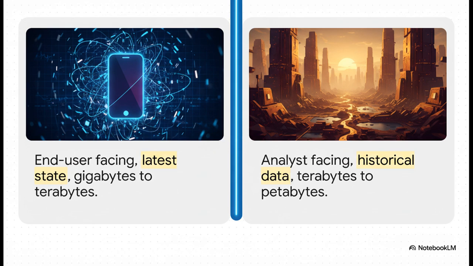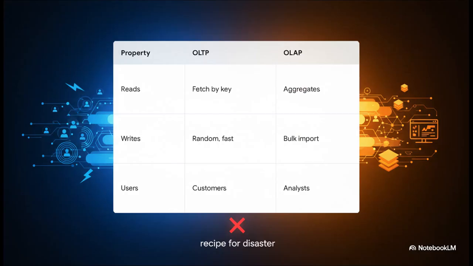On the other hand, the wide shot, OLAP. This is for internal analysts making big business decisions. It represents a vast history of events over time, and it scales up massively into terabytes or even petabytes of data. Now, what's really interesting about this slide is how cleanly it illustrates the divide. This breakdown, adapted directly from Martin Kleppmann's text, shows us that these systems are fundamentally opposites. OLTP writes are random and low latency, driven entirely by you, the customer. OLAP writes, those are massive bulk imports, handled internally. Trying to use one system to do the job of the other? Yeah, that's just a recipe for disaster.